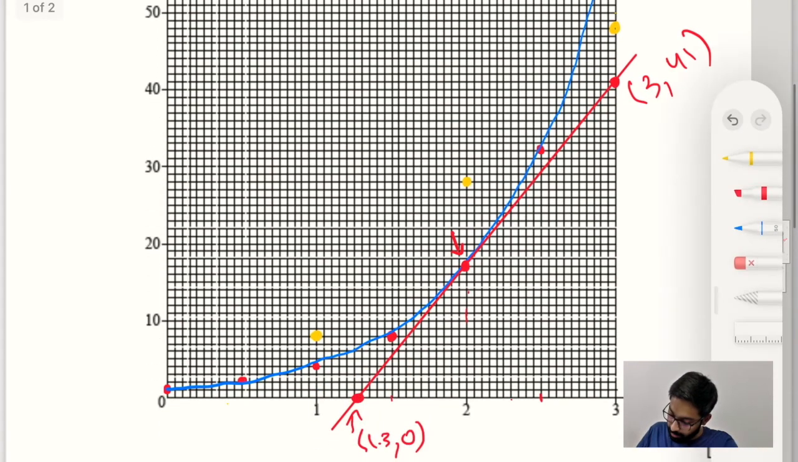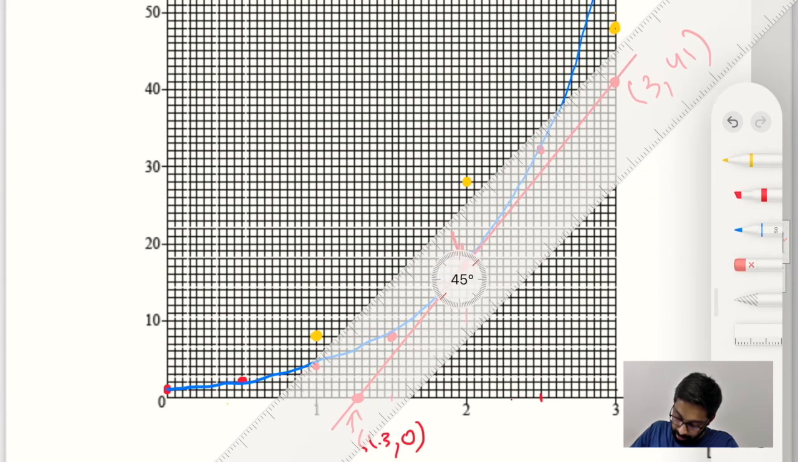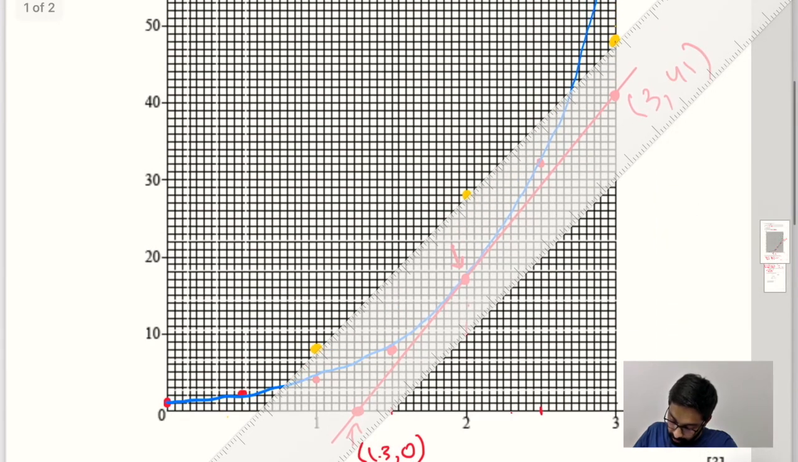Now I take out my scale and I stretch a straight line from these points. Wait 1 second. Oh, that is perfect.